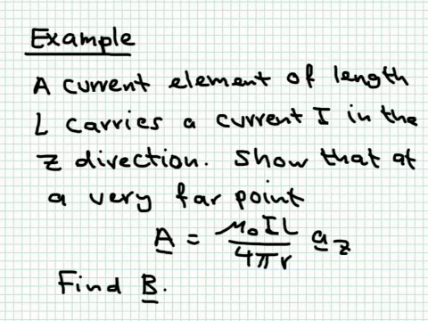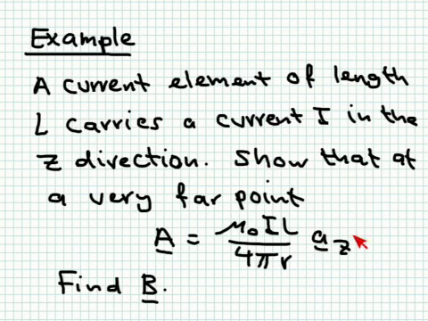Now let's have some examples. We have here first a linear current-carrying element of length L, carrying a current I in the z direction. We would like to show that at a very far point, A is given by this expression: mu naught I L over 4 pi R in the z direction. We agreed that because the current is in the z direction, A will also be in the z direction. This is one of the nice things about this magnetic vector potential.